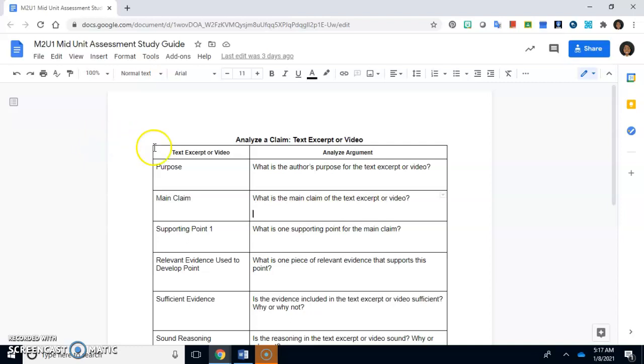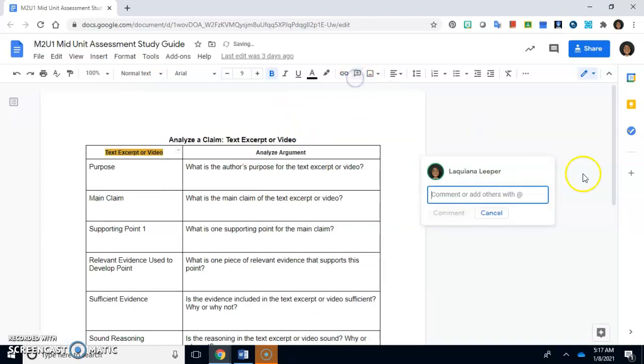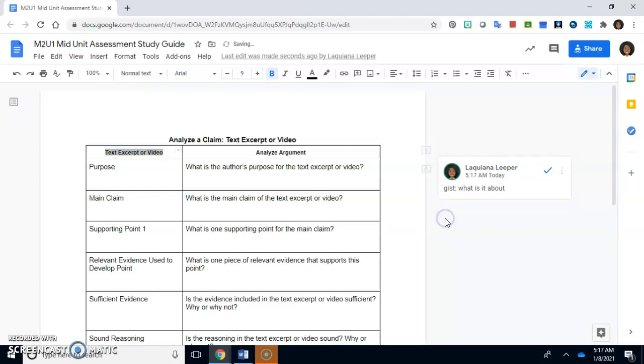So the first thing is the actual text excerpt or video. You are going to have a passage that you read, or you're going to have a video that you watch. And the first thing that I personally suggest all of my students do is to get the gist. Now, remember, the gist is, what is it about? And this helps you to jog your memory as you are answering the question so that you do not forget the overall thing that they were talking about in the video. And so the first question that you're going to have is the purpose, right? So the author's purpose is the reason that something is written.